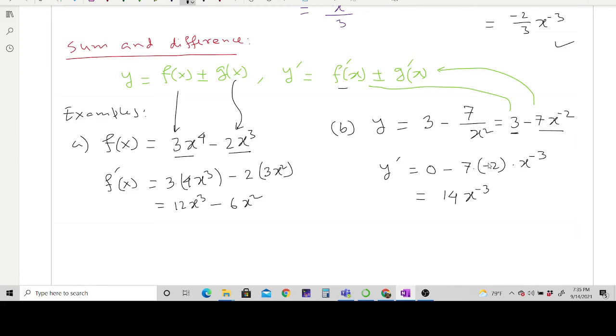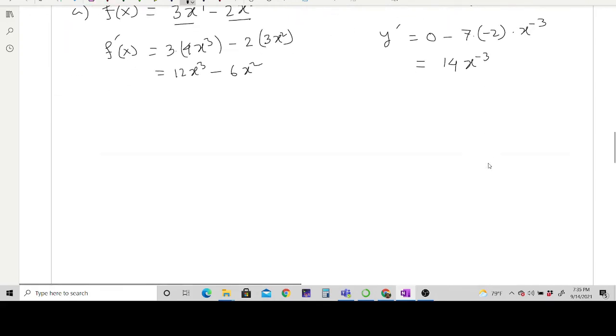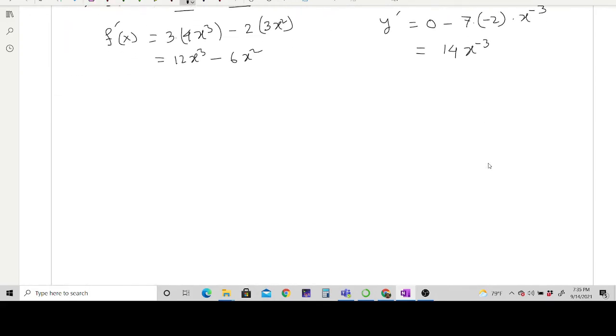Okay, now one more example. See, f of x equals (2x plus 3) times (x minus 4). So it's a product of two functions. We didn't learn any formula yet.